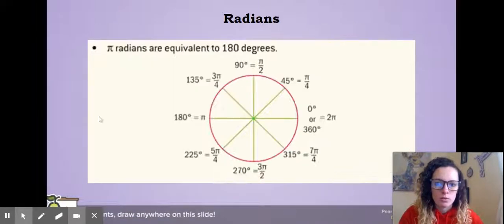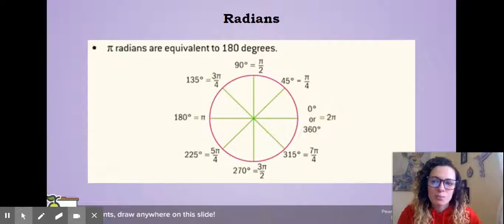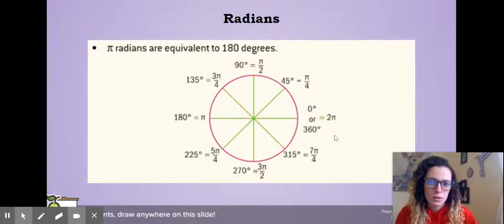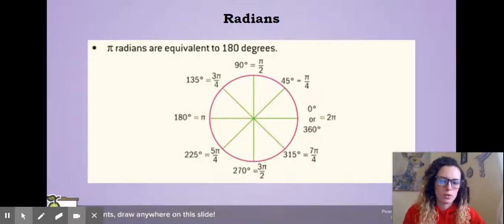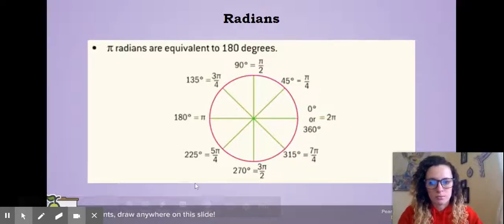You can also think about radians in terms of degrees. There is a way to convert them, but we're going to talk about that later. So pi radians is equivalent to 180 degrees. That means half a circle is equivalent to pi radians. So it's just to get you an idea of what radians are. We're going to talk more about them in later videos, but for now, we're just going to talk about them in terms of arc length and area of a sector.